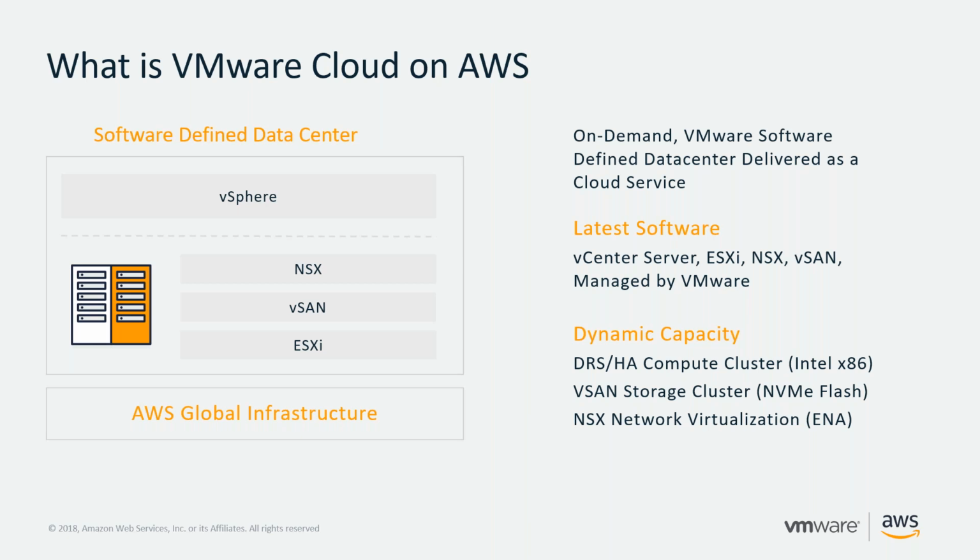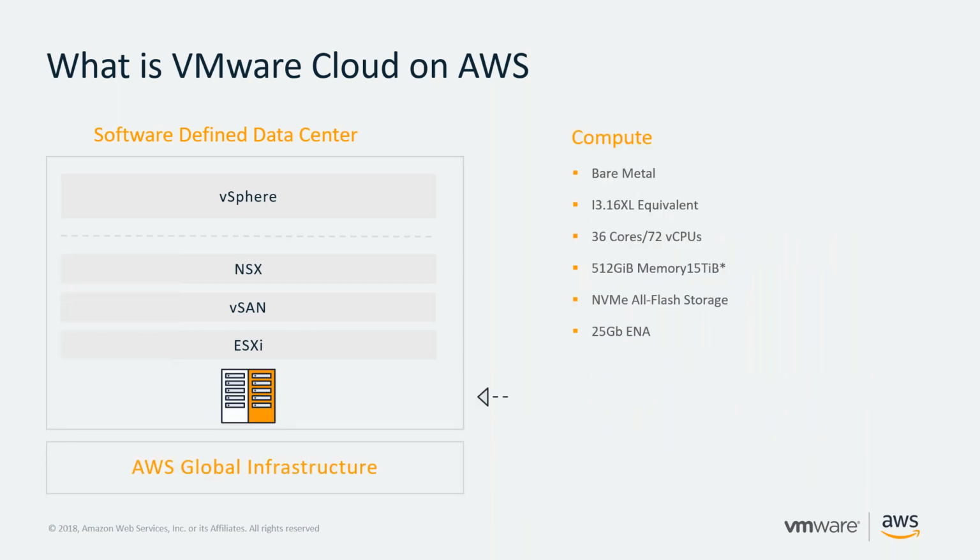And again, this is built on top of AWS infrastructure. So when I say that, the compute is provided to you with bare metal instances. So it's comprised of our i3-16XL equivalent host. It's going to come with 36 cores or 72 vCPUs, 512 gigabytes of memory, and then NVMe all flash storage, and then the 25 gigabit ENA.